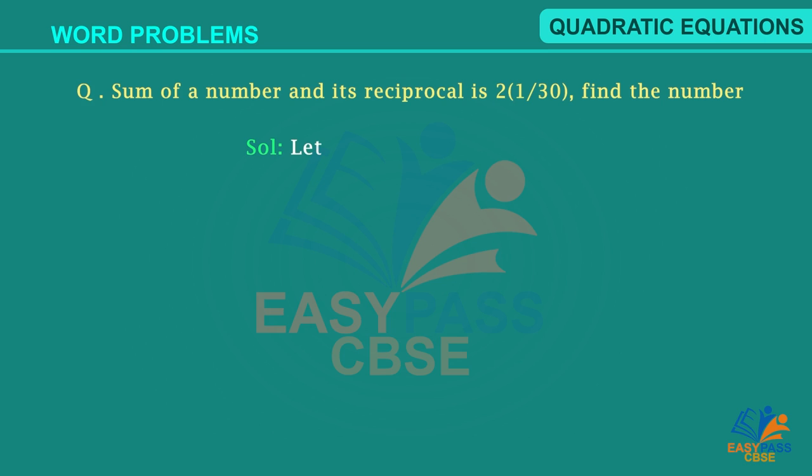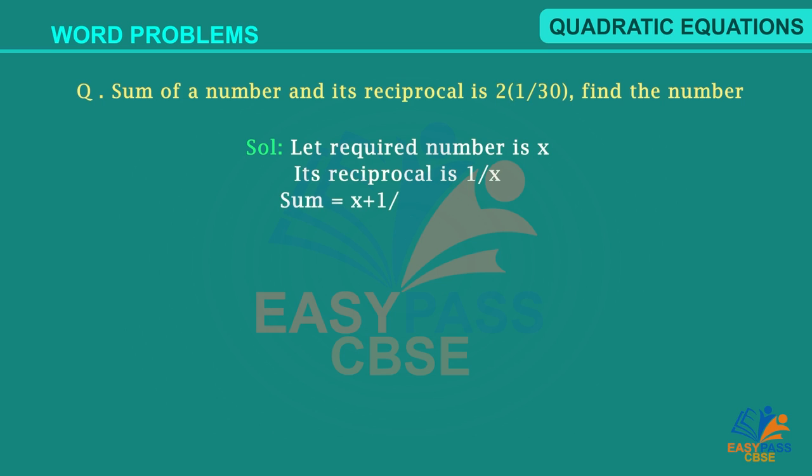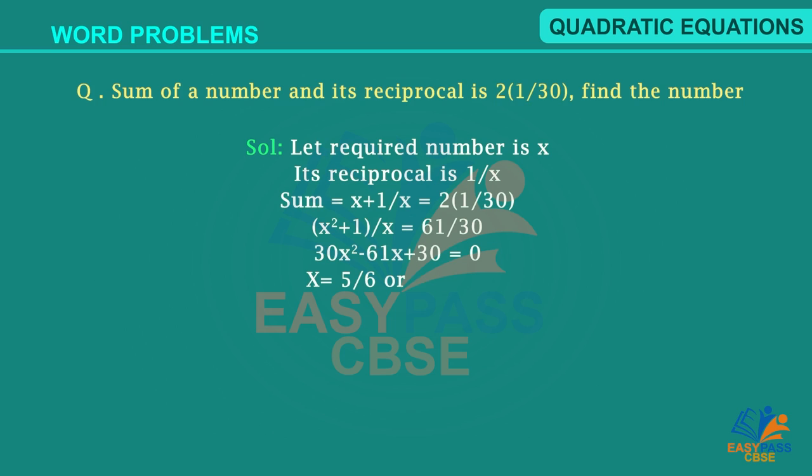Let the required number be x. Therefore, its reciprocal is 1 over x. Their sum, x plus 1 over x, is given as 2 and 1 over 30. That means x square plus 1 upon x is equal to 61 over 30. Or you have 30x square minus 61x plus 30 is equal to 0.